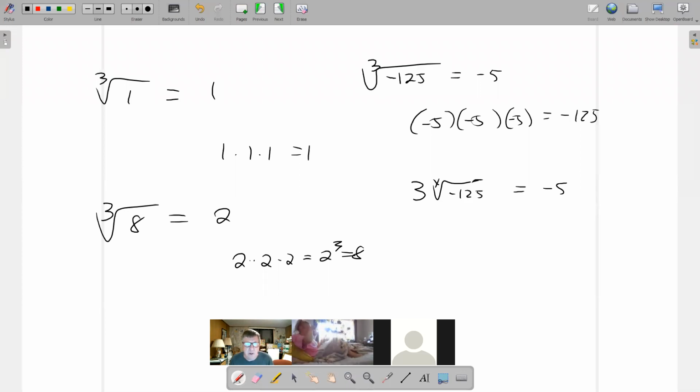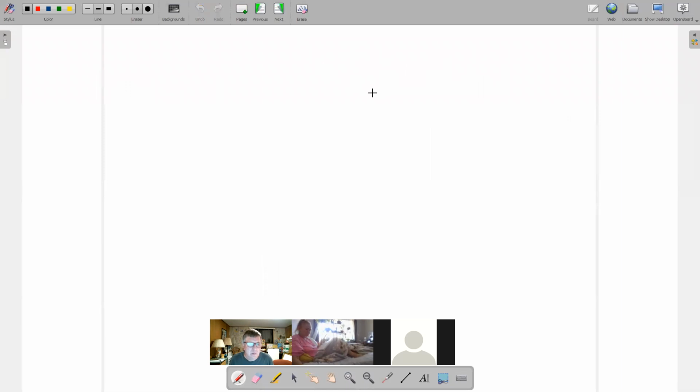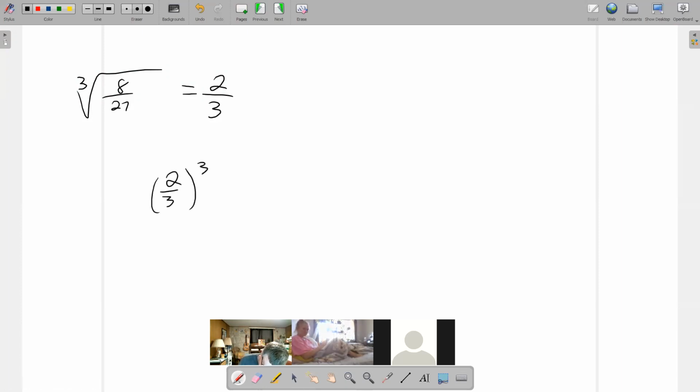How about this one? The cube root of 8 over 27. Well, what's the cube root of 8? What times itself is 8? And that is a 2. What's the cube root of 27? What times itself is 27? And that's a 3. So the cube root of 8 over 27 is 2/3 because 2/3 cubed is 8 over 27.